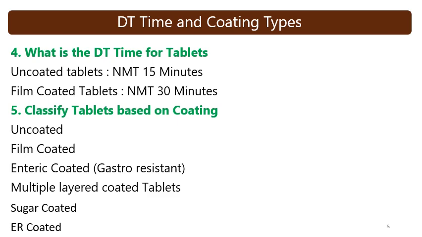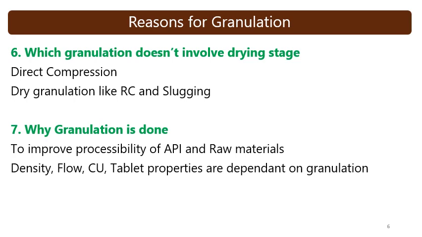Then classify the tablets based on the coating. So tablets may be uncoated or tablets may be coated. Coating may be film coating, enteric coating or multiple coatings might be there. Like seal coat, enteric coat, again a dry coat or again the film coat. Then tablets might be sugar coated and also some of the tablets might be extended release coated. So those are known as ER coated.